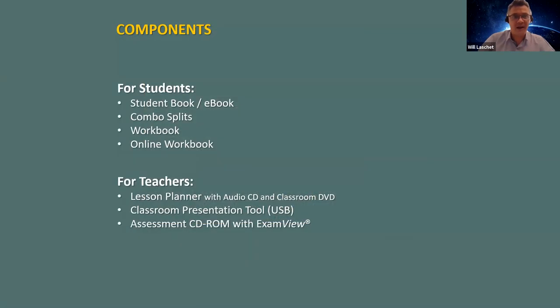Okay, so just very quickly on the components. What do we have available? For students, there is a student book and an ebook. We also have this available in combo split, which means half of the book. They also have a workbook and an online workbook, which comes with a learning management system. So the teacher can assign, grade, and mark all their work online, check performance and things like that. For the teachers, you have a very detailed lesson planner. You have the classroom presentation tool that I showed you earlier, which is all of the student book material and workbook material. And you also have the ExamView software, which allows you to create custom-made tests and exams for units and for the whole level at a few clicks of a button.